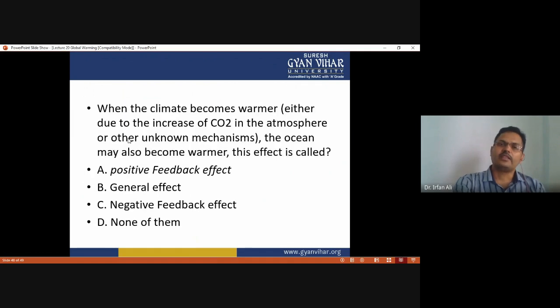When the climate becomes warmer, the ocean may also become warmer. So this is called positive feedback effect. So option A is correct.